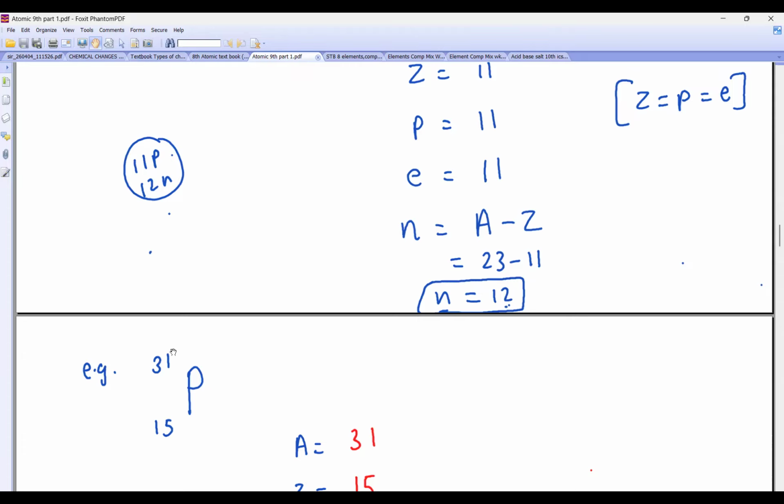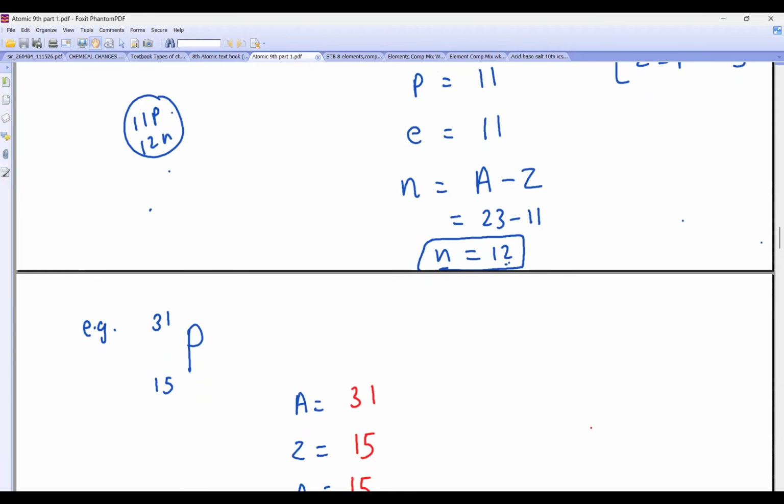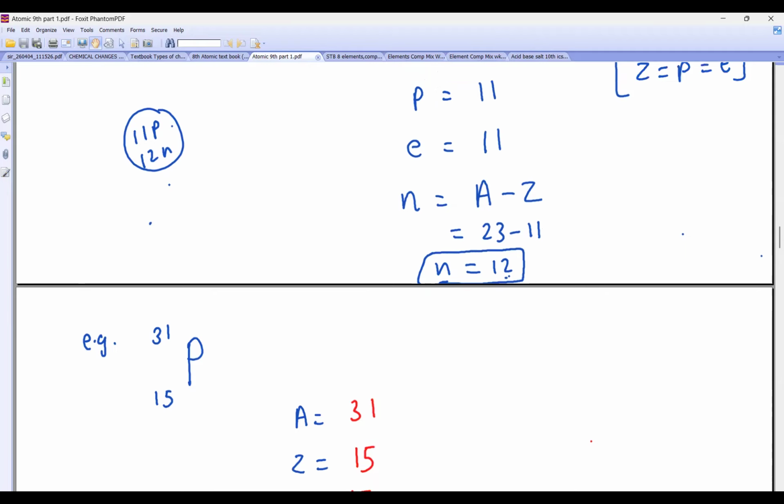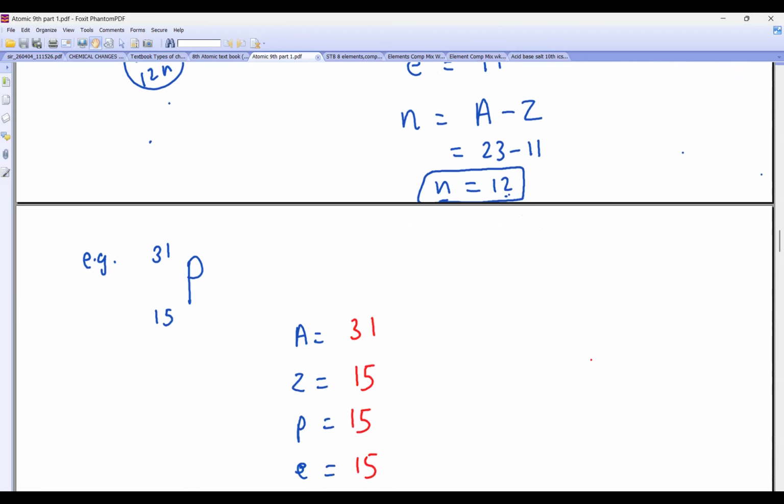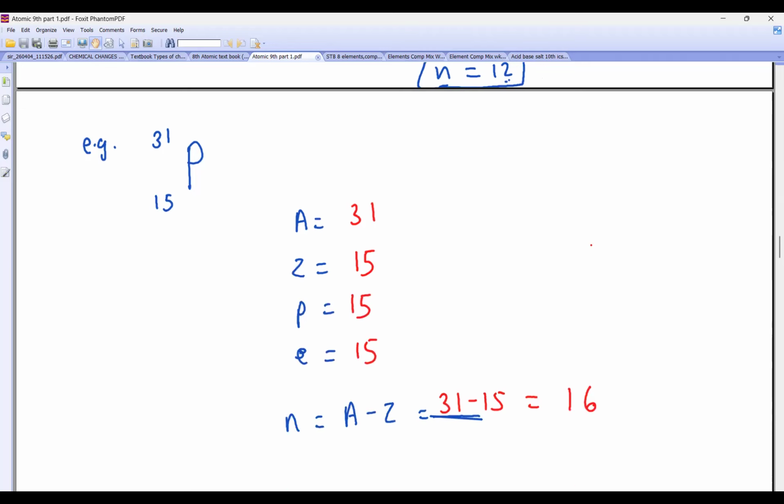Okay, done. Kindly tell me how much is A, what is Z? Z is how much? Proton, 50. Electron, 50. And neutron. Very good. Clear? What happened here? What's your problem? Tell me. A is mass number.